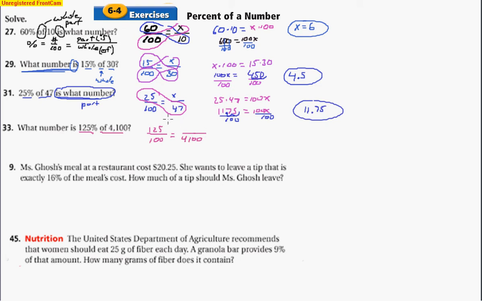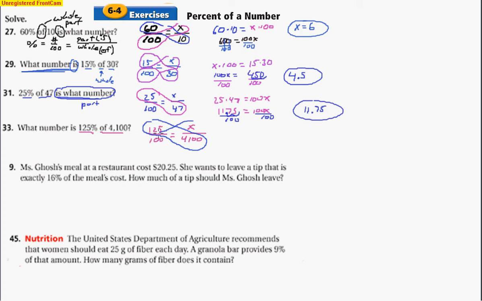Now, 100% would be exactly 4,100. Anything bigger than 100% is going to be bigger. So we expect this number that we're going to get for x to be larger. So it's one thing you can look at as you're looking at your answer. You can judge the answer by looking at it. Okay, it's 100% plus 25%, so 25% more than this.